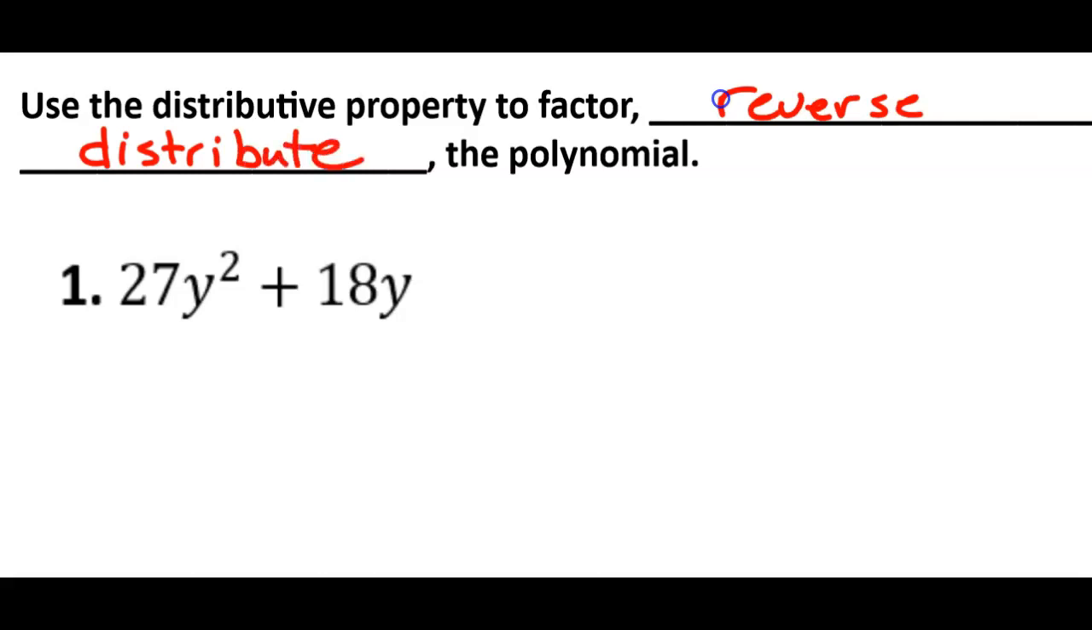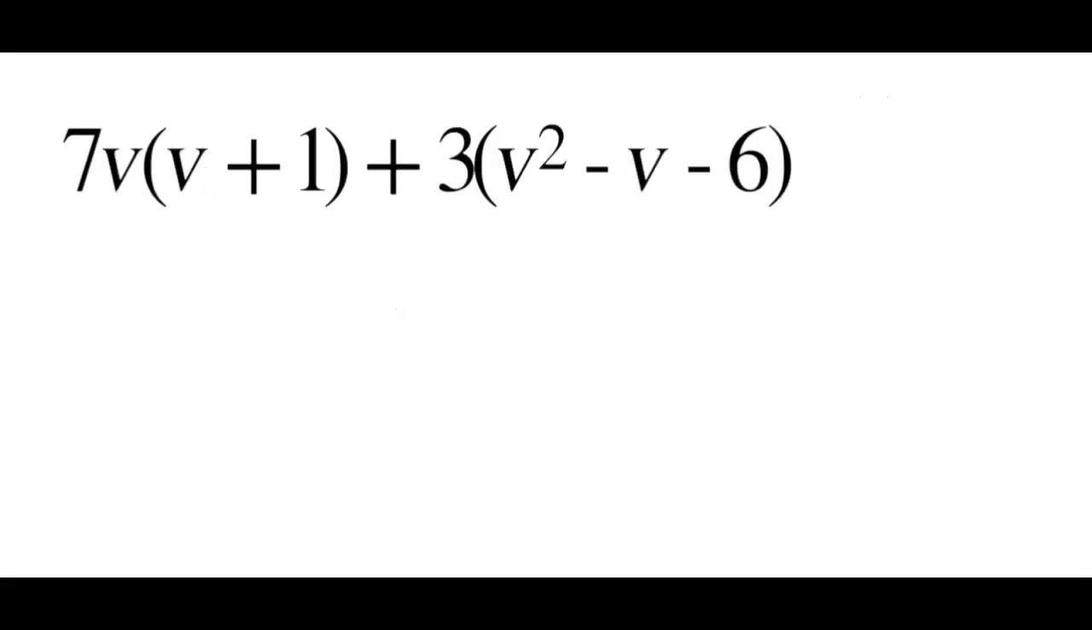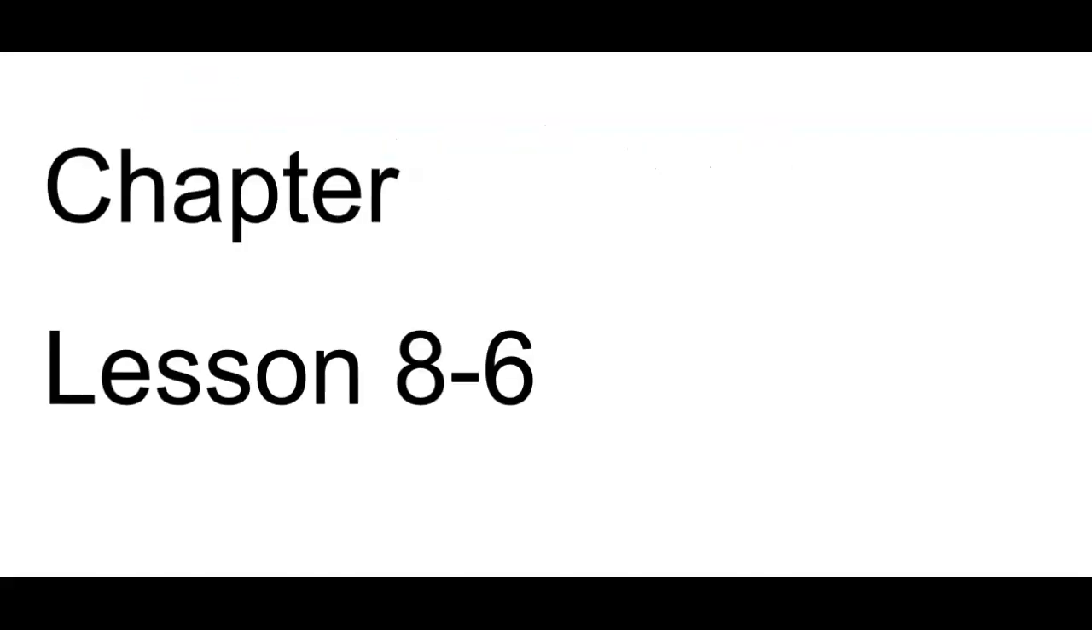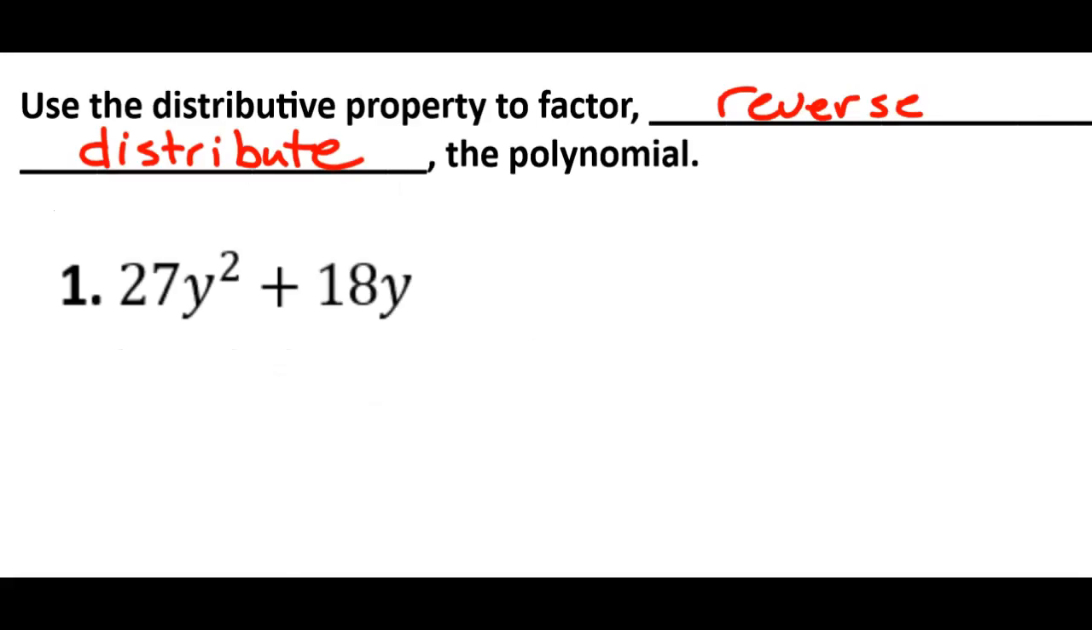Reverse distribute. So, in this problem, I'll bring it back. In this problem, we would have to multiply this in, right? We would have to distribute it in. What we're doing here is we're taking the answer from that and we're figuring out what we can take out. Okay? What can we divide out? So we're reverse distributing. When we distribute, we're multiplying. So in this case, we're dividing.